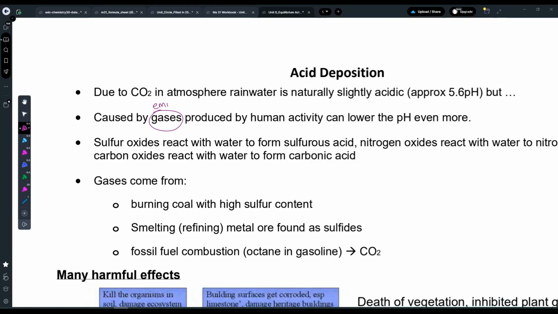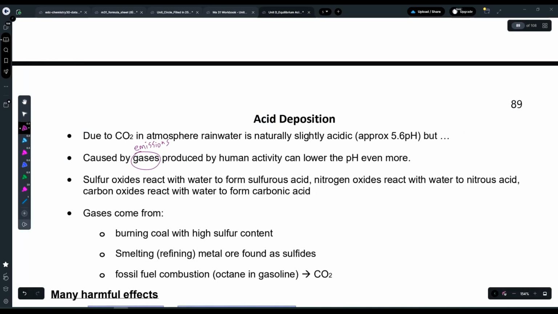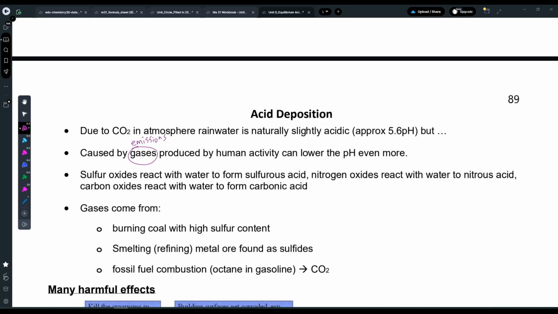Okay, so the compounds that are produced by human activity that contribute to acidic rainwater are going to come from compounds such as sulfur oxides, nitrogen oxides, and carbon oxides. So these are the main actors here. Sulfur oxides are going to react with water to form sulfurous acid. Nitrogen oxides are going to react with water to produce nitrous acid, and carbon oxides are going to react with water to form carbonic acid. So all of these are reacting with the water in the atmosphere to produce acid rain.